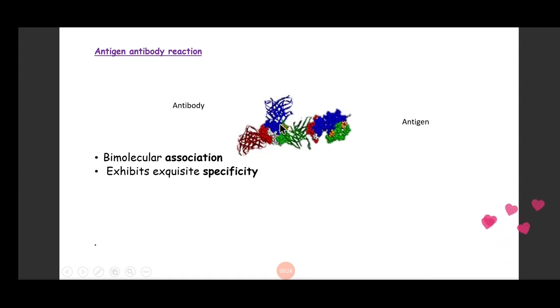this antibody, this antibody is really specific for this antigen. This antibody will not bind to any other antigen. So the antigen-antibody reaction is very, very, very specific.